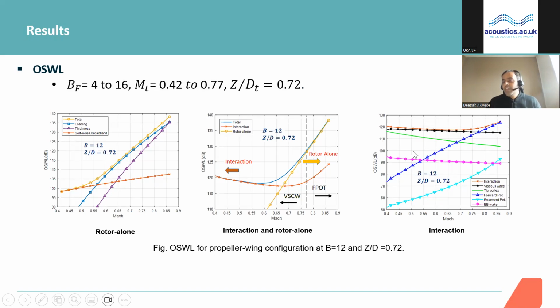But this balance may change again, and the broadband noise may come up when you have flow into it, or unsteady flow coming onto the propeller and again hitting back at the wing. So your broadband noise may go up in those cases.